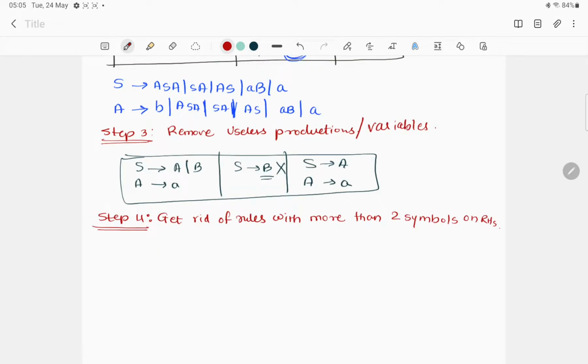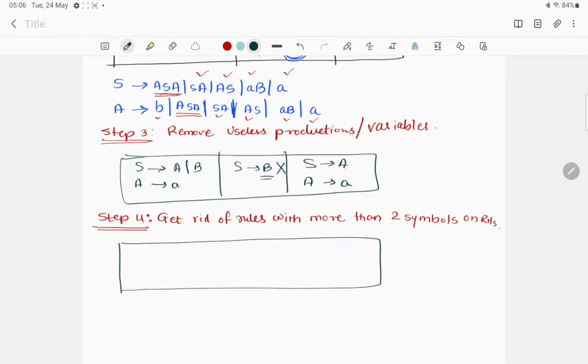Now step 4 says get rid of rules with more than 2 symbols on the right hand side. Now if you look at the grammar, do I have any such production? Yes. So I'll highlight that. S giving ASA is more than 2. Others are proper because they are just length 2 or 1. This A giving ASA is also more than 2. All others are proper. So these 2 rules I have to adjust properly. So how do I do that? Let me tell you how we go ahead with that.